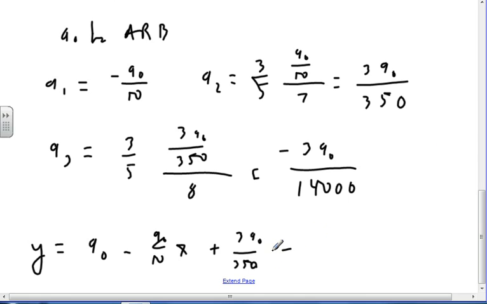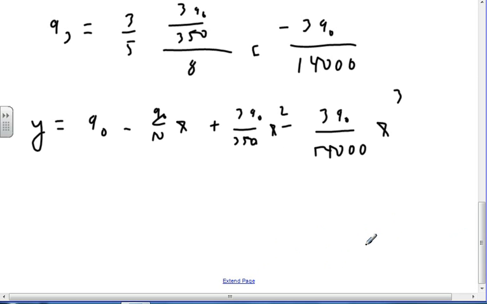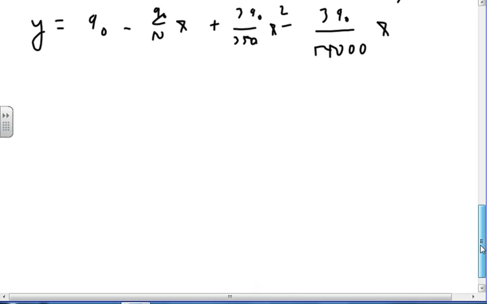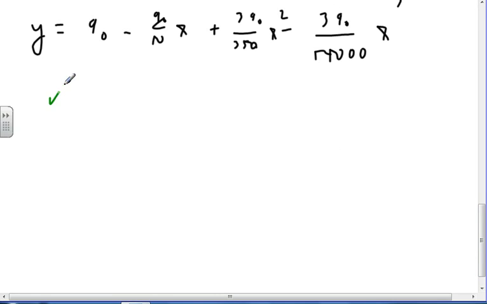Minus x squared, minus 3A0 over 14,000 x cubed. Okay, if that's true, we should be able to check our work and see that it is. So we're going to check.